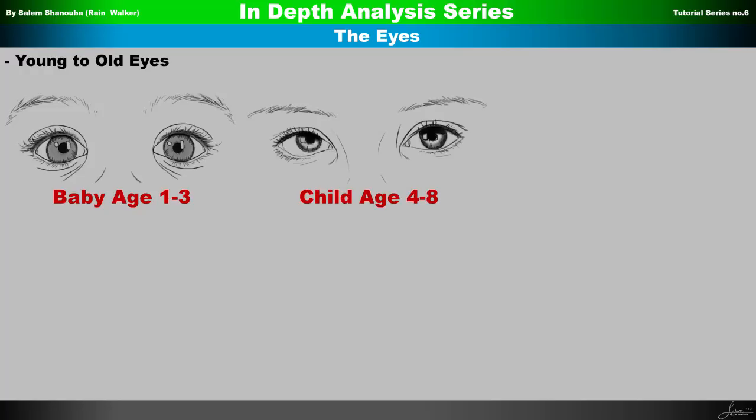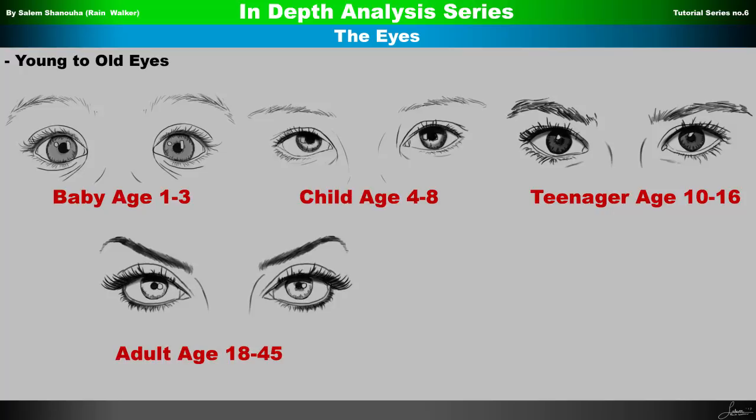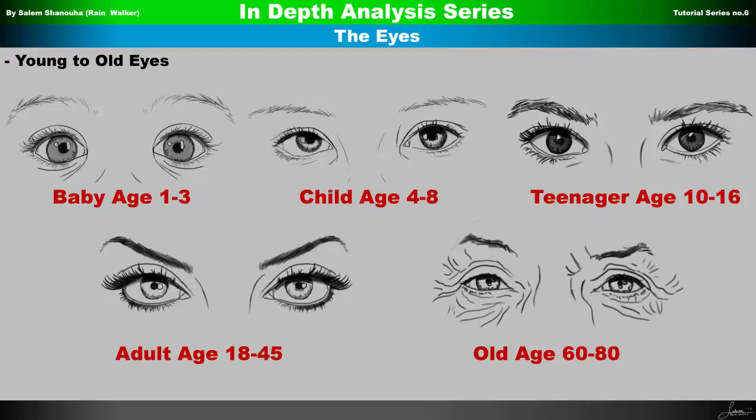As we grow, the roundness of the eyes will get less and less as we grow out of the baby fat, and the eyebrows will get thicker by age. Also, the outer corner of the eyes will start to raise up, and the eyelashes will grow thicker and longer. Finally, in old age, wrinkles will be everywhere, especially at the lower eyelid and the eye corner, and the eyelashes will get shorter and thinner along with the eyebrows. Next, let's see the different drawing style of the eyes.